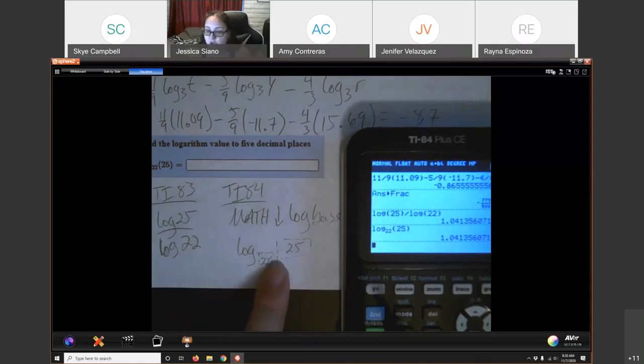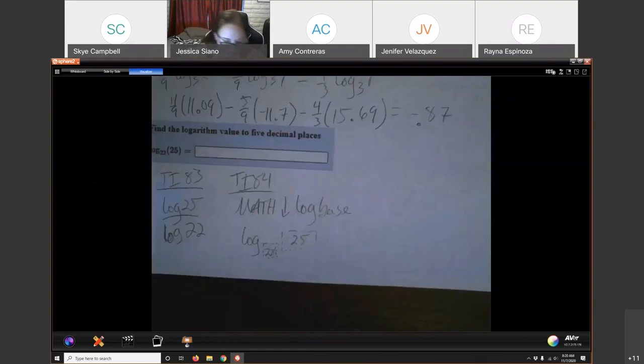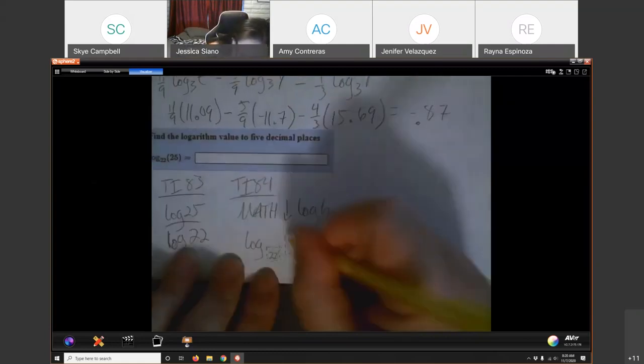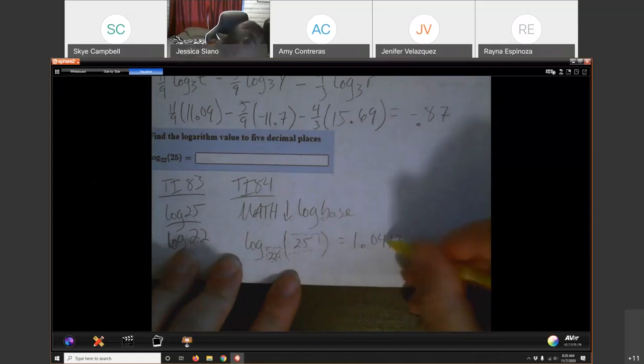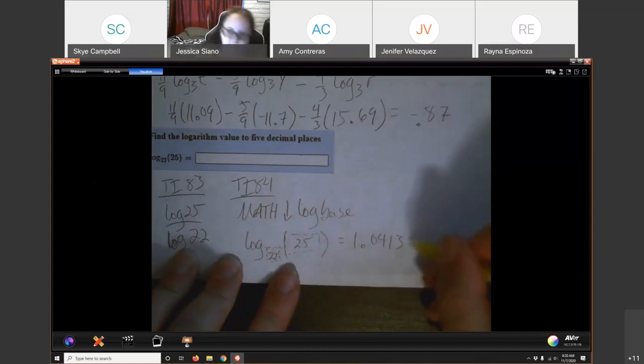So 1.041, they wanted how many decimal points? 5. So 1.0413, that's 1, 2, 3, 4. That would be a 6.